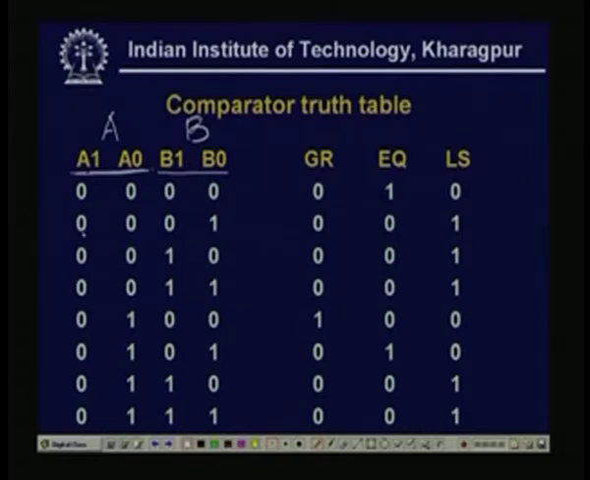See that A1 A0 is 0 0, B1 B0 is 0 0, the numerical value is 0. So, these are equal. So, that is why EQ is a 1, and greater and less than they are all 0.